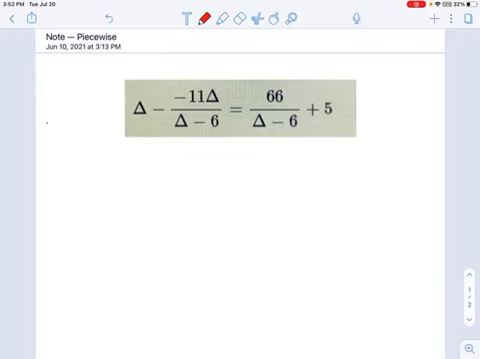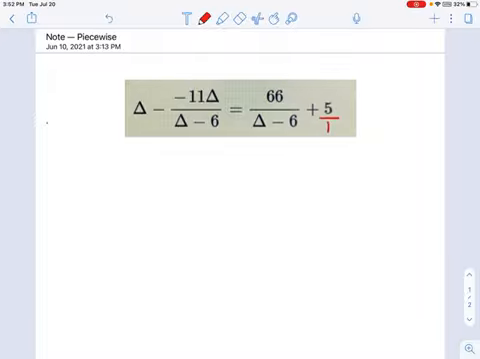So here we have another rational equation, and they keep getting more complicated, right? But the techniques we're going to use are just the same as always. I want to point out that even though it looks like we have two fractions, we have actually four fractions if you think about it this way.